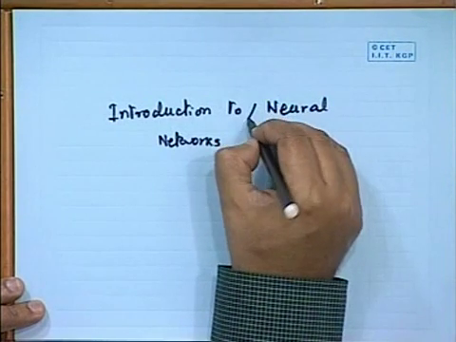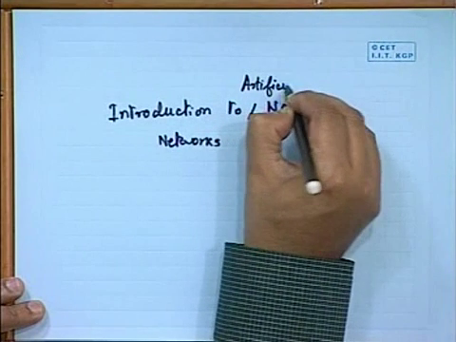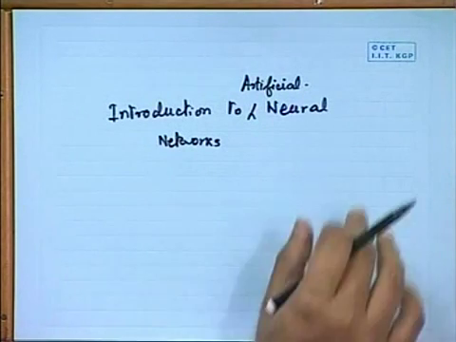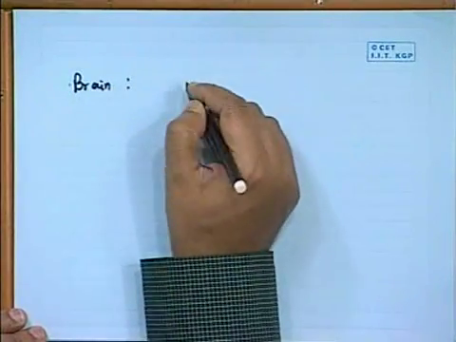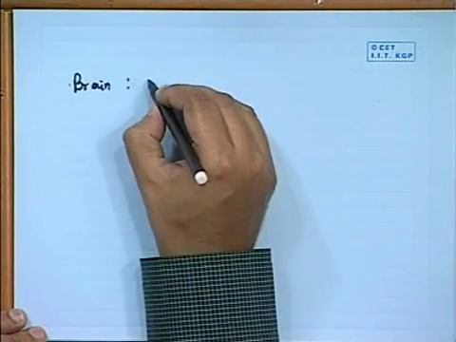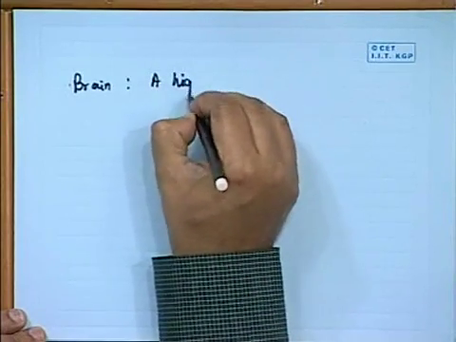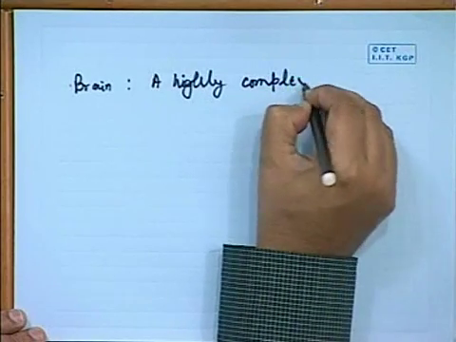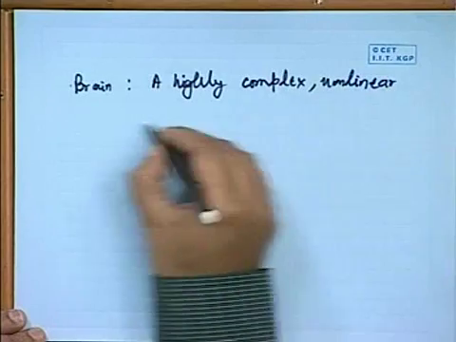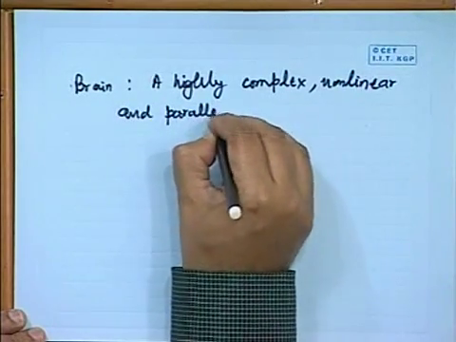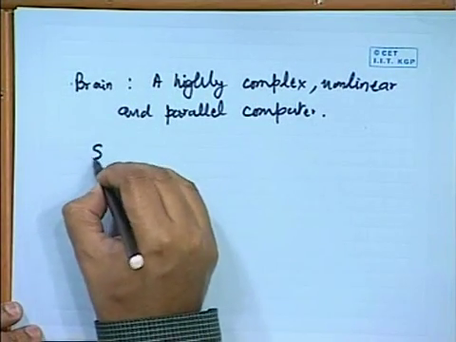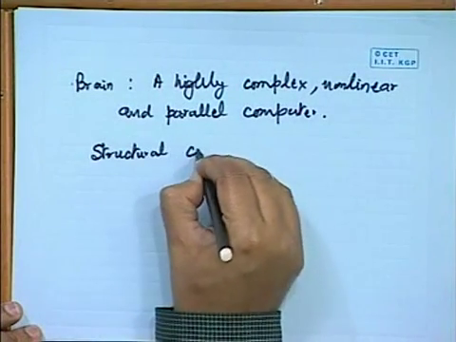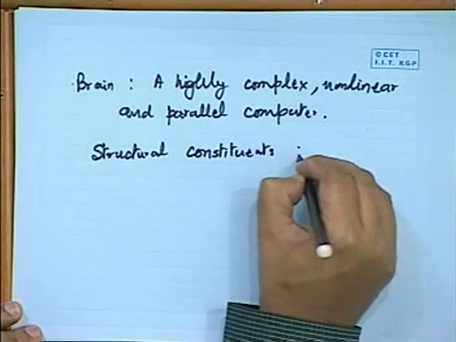Specifically, we are going to address the introduction to artificial neural networks. Whenever I say artificial, the question that immediately comes to our mind is what then is the natural neural network. Now we know that the human brain is a highly complex, nonlinear and parallel computer, and it can organize its constituent structural elements. The structural constituents of the human brain are known as neurons.